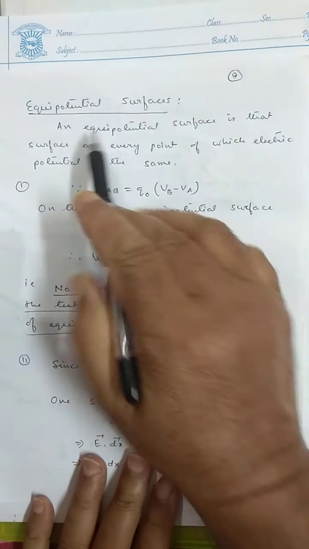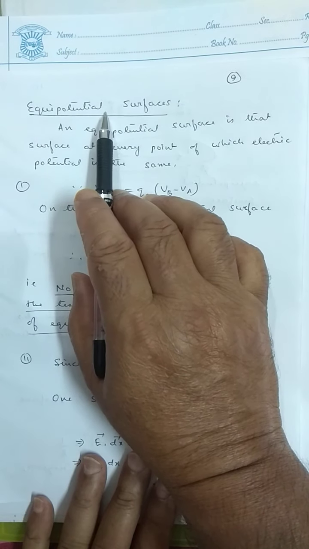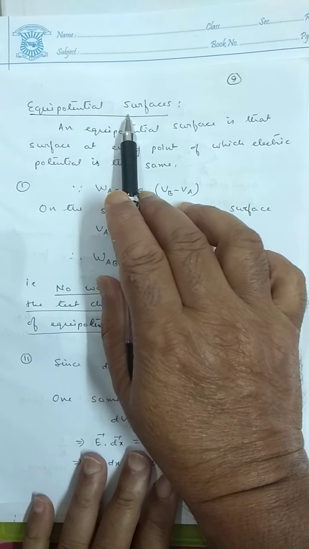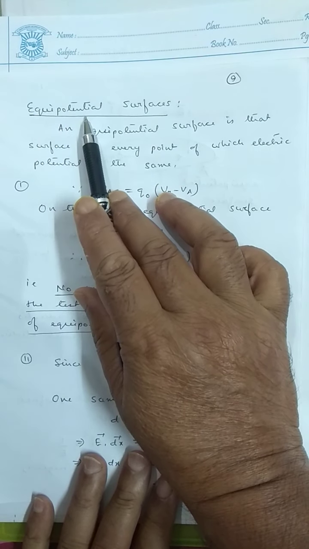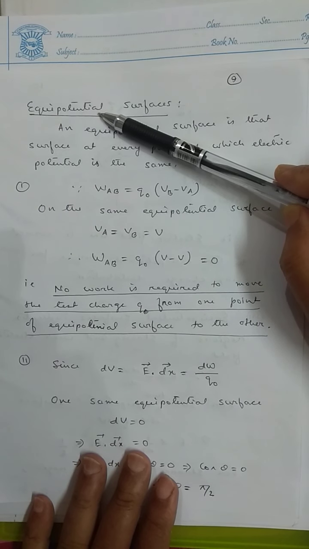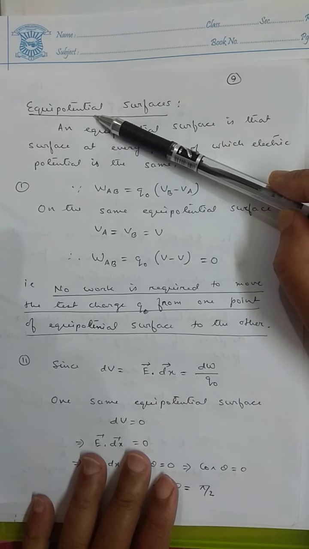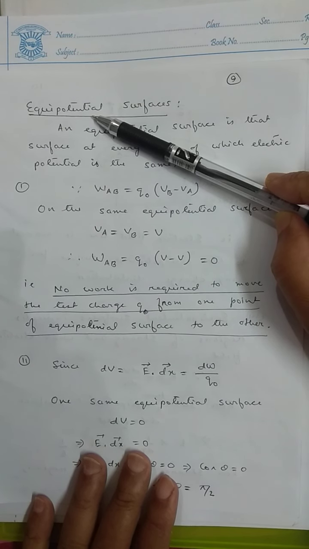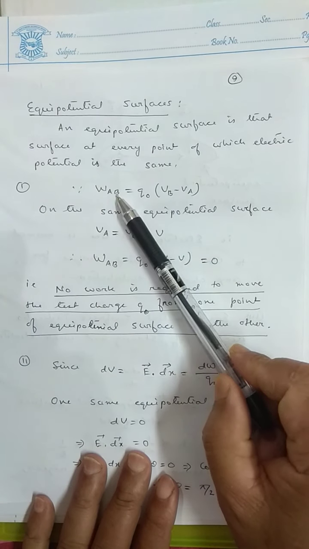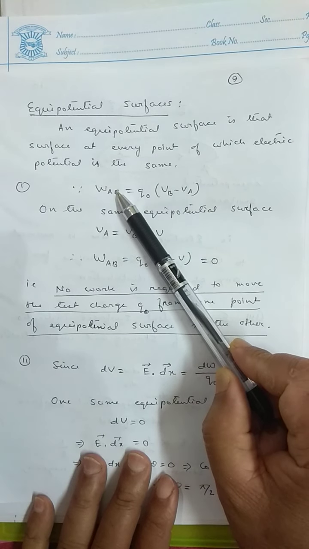The name itself says that equi means equal, so an equipotential surface is a surface on which, at every point, the electrostatic potential has the same value. It is the locus of the points in 2 dimensions where the electric potential has the same value. What is the work done to move a charge from A to B?